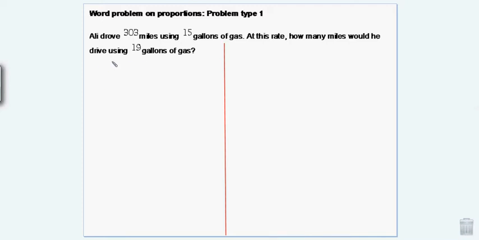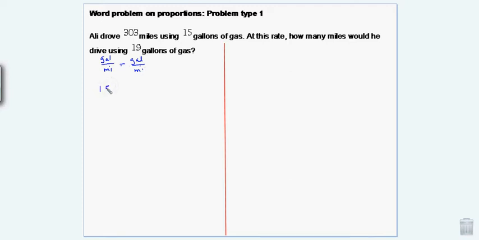When you're setting up a proportion, we have gallons and miles. So I have to keep my units the same. If I do gallons over miles, I have to do gallons over miles, or miles over gallons.